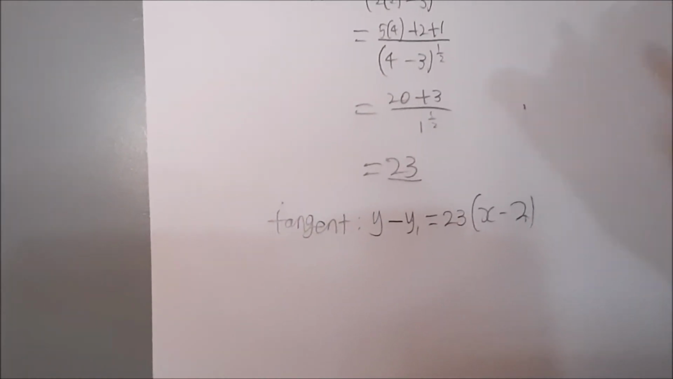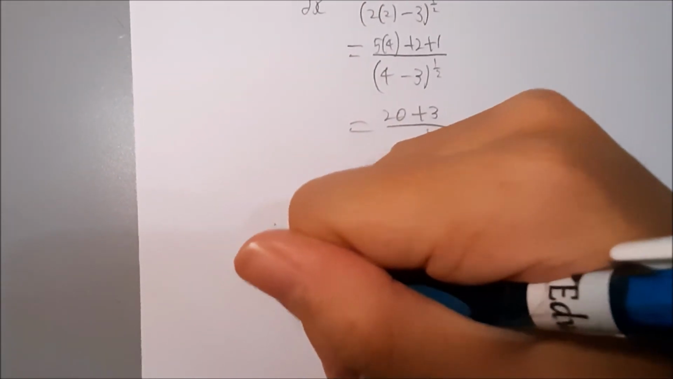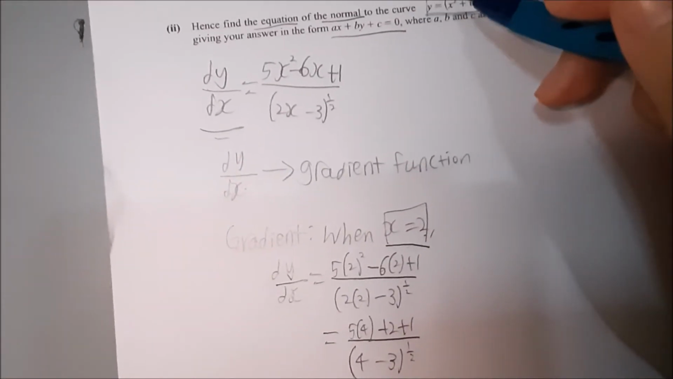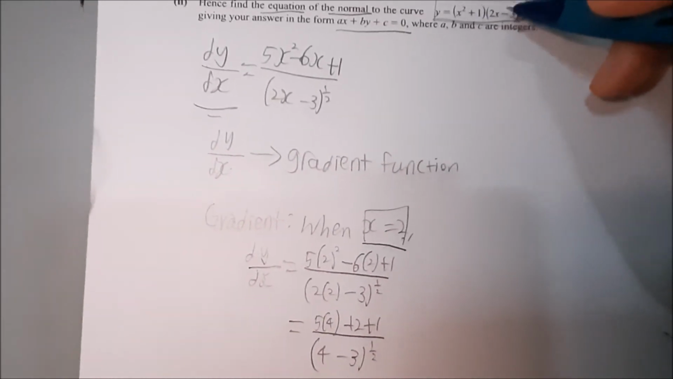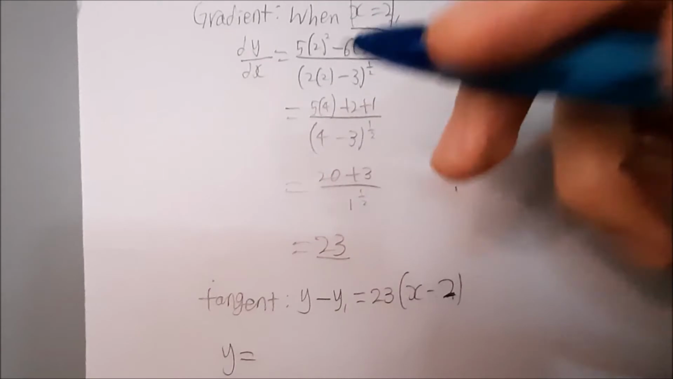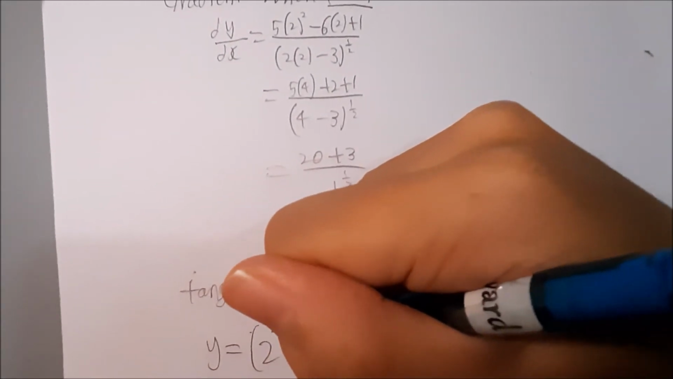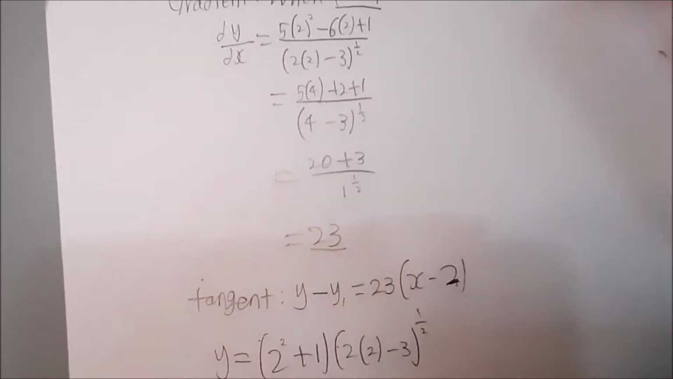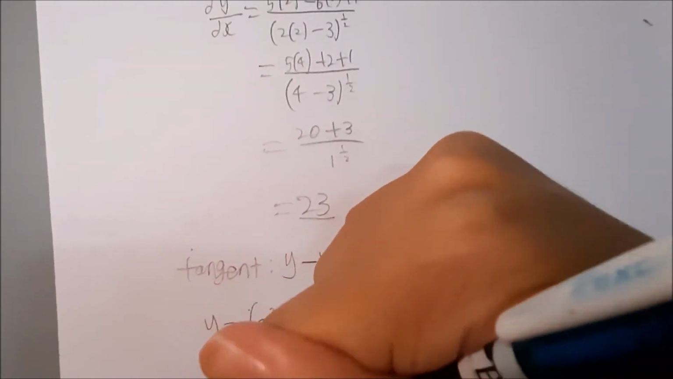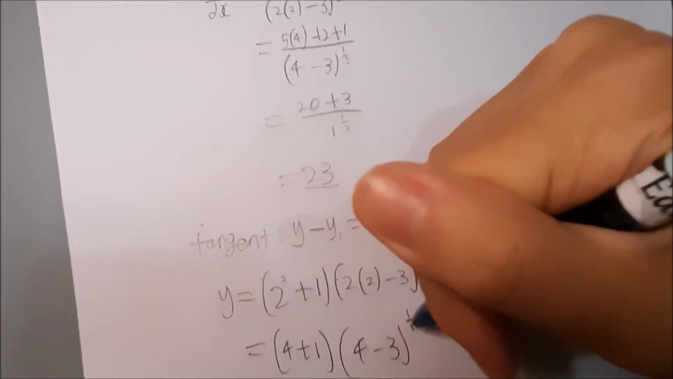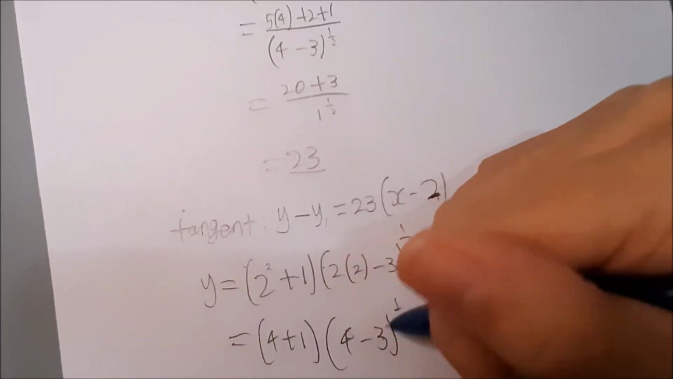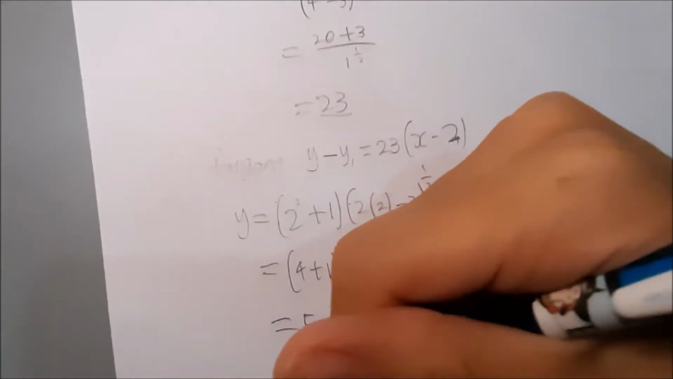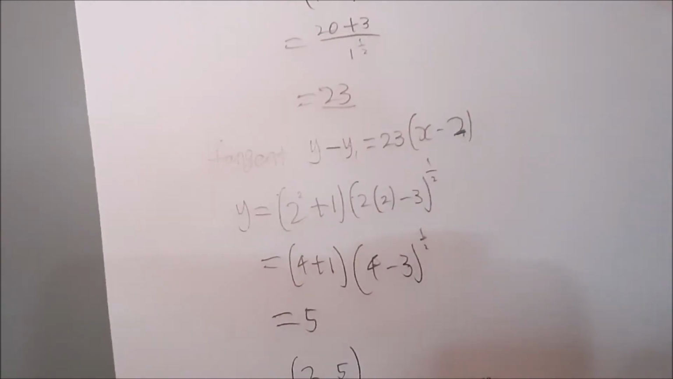To get the y value, you can just substitute the x, which is 2, inside the original equation, y equals (x squared plus 1) times (2x minus 3) to the power of half. So what I mean by that is, you can just substitute the value inside the original equation, just like that. So you get 4 plus 1, times (4 minus 3) to the power of half. So this will be 5, as 4 minus 3 will be 1, and 1 to the power of half will still be 1. So the answer is 5. The coordinate we're looking at is (2, 5).